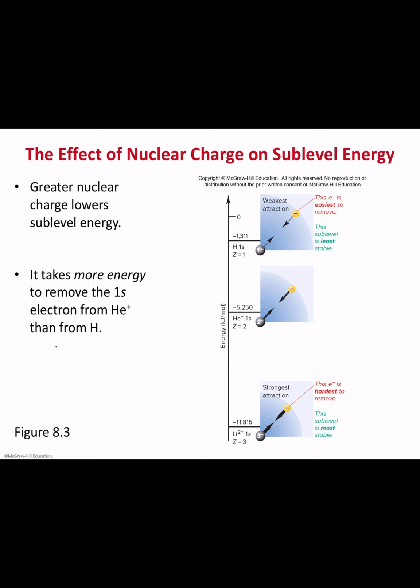And the 1s sublevel in lithium 2 plus, 3 protons attracting 1 electron, is the most stable. So the most energy is needed to remove its electron. So that is the effect of nuclear charge on the sublevel energy. Greater nuclear charge lowers sublevel energy. It takes more energy to remove the 1s electron from helium plus than from hydrogen. And similarly, it takes more energy to remove the 1s electron from lithium 2 plus compared to helium plus.